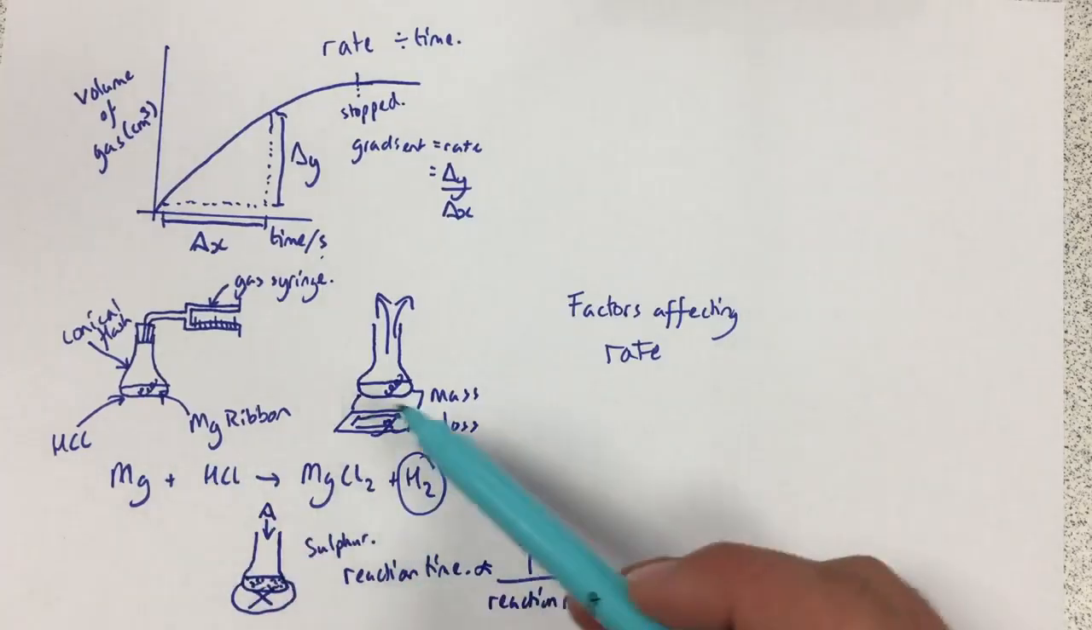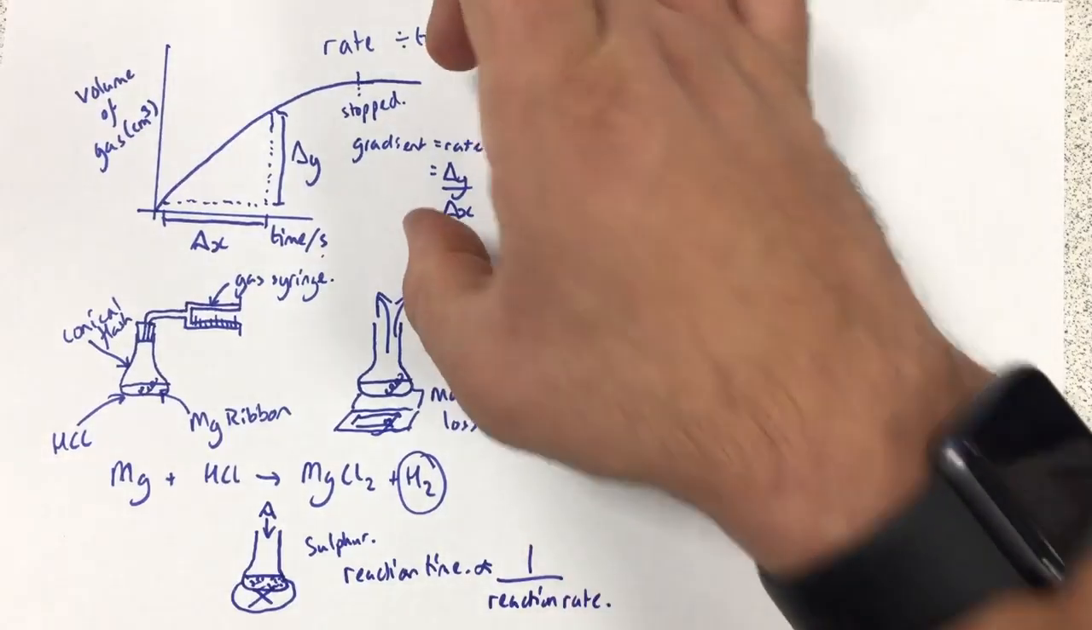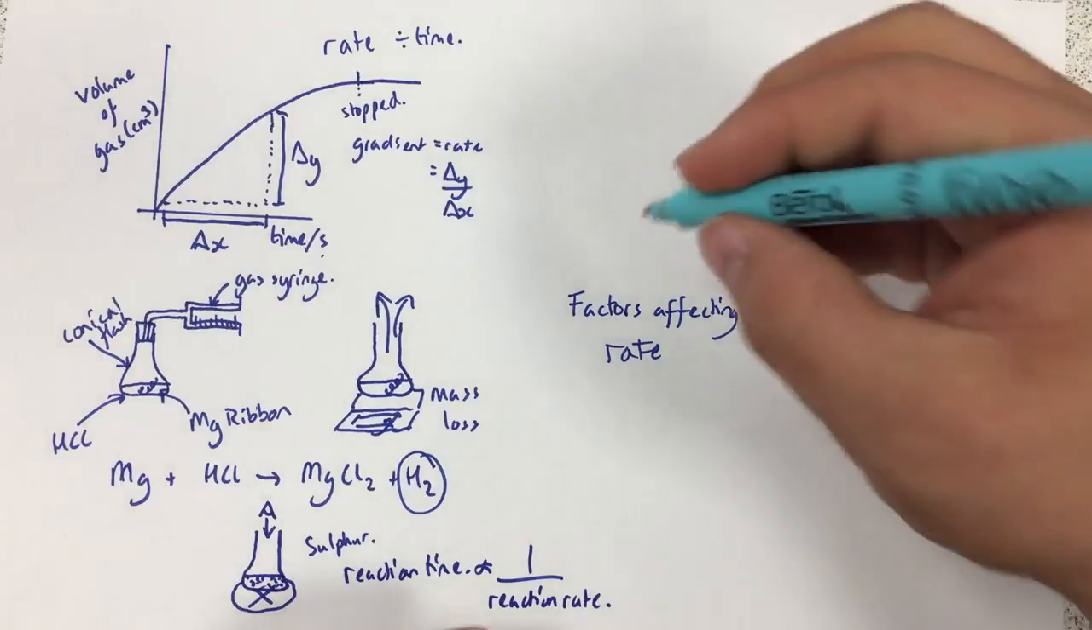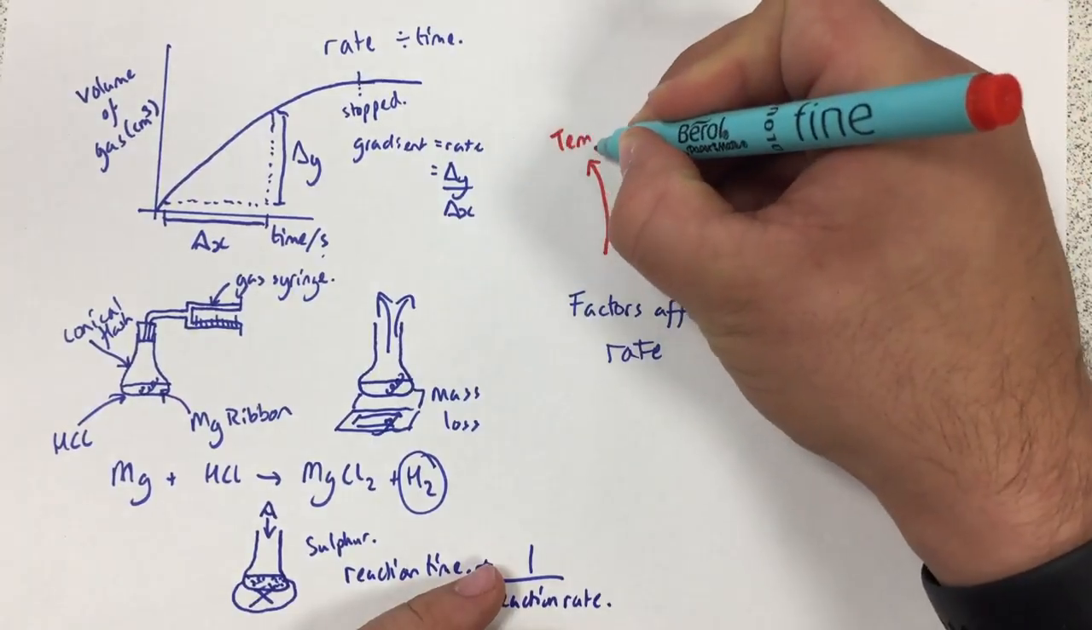So we've got 3 experiments that we could use potentially to determine rate, and we've got our basic graph, the gradient of which is equal to the rate. So what we now want to know is what affects rates of reaction, and there are 5 factors that affect rates of reaction. So the first one is temperature.